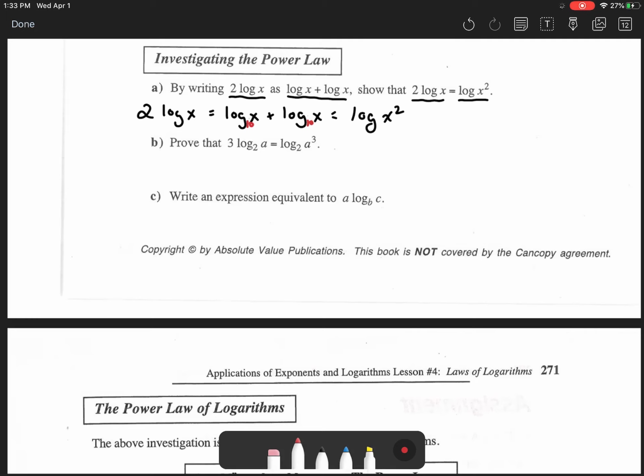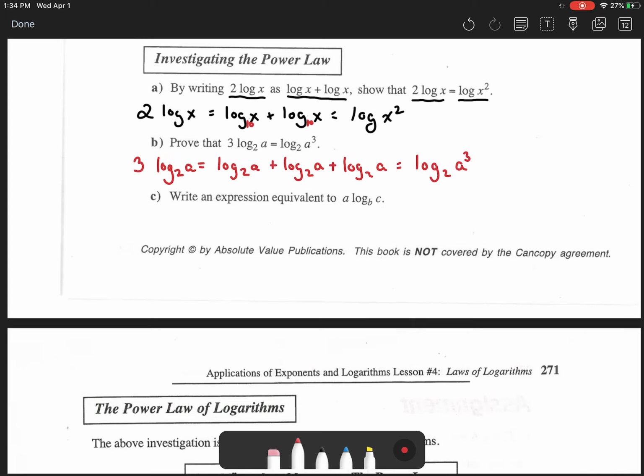In B, same basic idea. If I have 3 log base 2 of a, that means I have 3 log base 2 of a's. So I could say that's log base 2 of a plus log base 2 of a plus log base 2 of a. I have 3 of them, so I just wrote them out individually. In that written out expression, I am adding log expressions that all have the same base of 2, so I can simply multiply all the arguments together, a times a times a, which is a cubed.